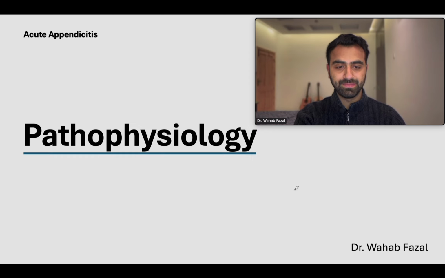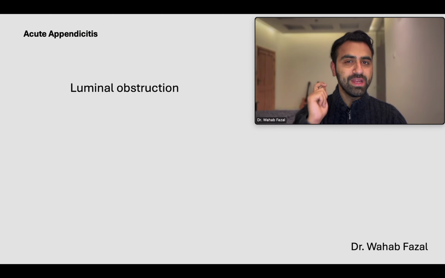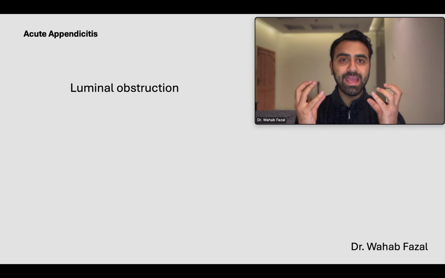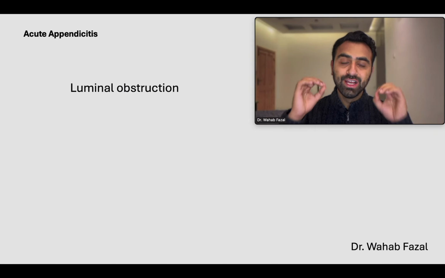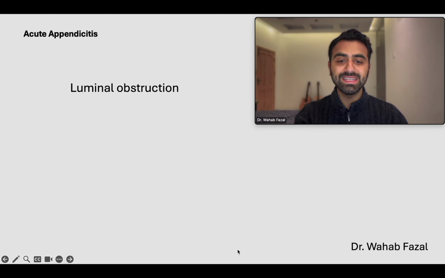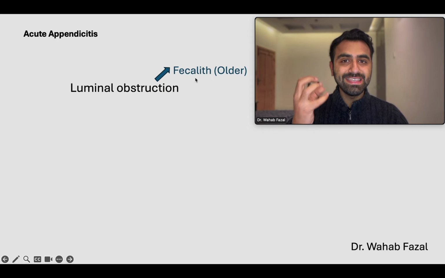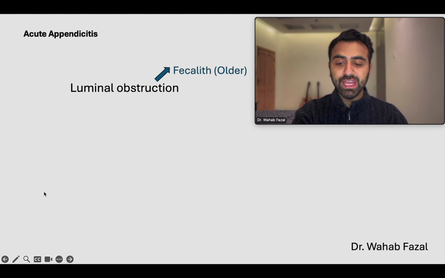How does it happen? So how does this inflammation even happen? It happens with luminal obstruction. What do we mean by luminal obstruction? Just think of a pipe. Inside the hollow thing through which the water runs is its lumen. So when you get blockage of this lumen, why does this blockage happen in the appendix? Well, it happens because of fecalith, meaning feces that get deposited in it and solidify, and this is particularly in older people. In older people, appendicitis is usually due to fecalith.